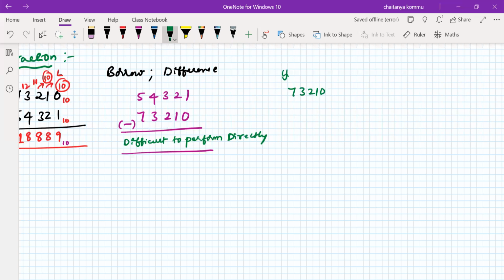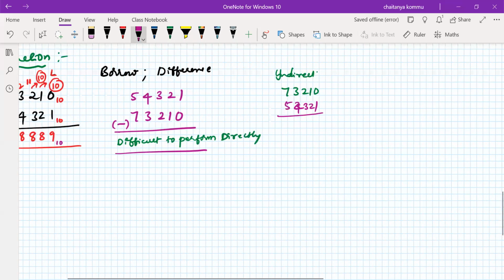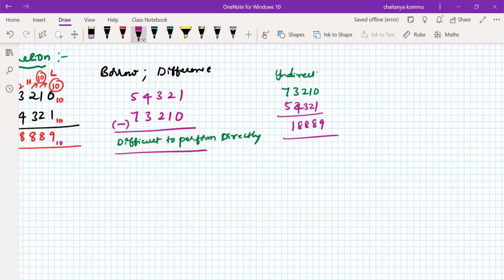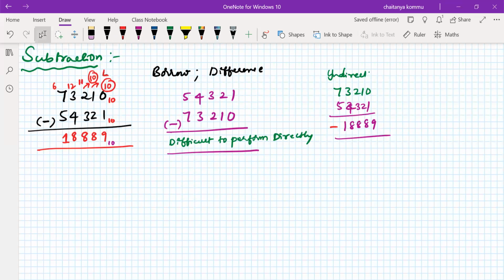So the indirect method: 7, 3, 2, 1, 0 minus 5, 4, 3, 2, 1. We'll do this one. So this value is equal to 1, 8, 8, 8, 9, and I keep a negative sign for this one, right? This is what we do. Is it clear to all of you? This is what we actually do in our regular day-to-day life mathematics on subtraction. This is what the problem is actually.